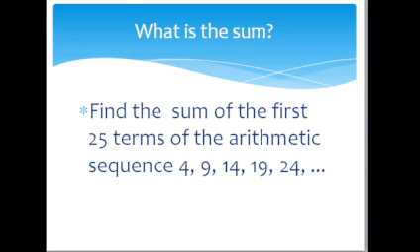Now we have the next example here. Find the sum of the first 25 terms of the arithmetic sequence 4, 9, 14, 19, 24. So there are only 5 terms given, and we need to find the sum of the first 25 terms. So there are still 20 terms missing, and how will we solve it?